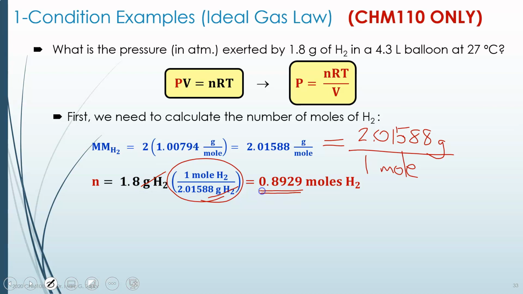And you'll notice I'm not rounding this number yet. We don't want to round early. We avoid what are called rounding errors. So we're going to use this as our moles.